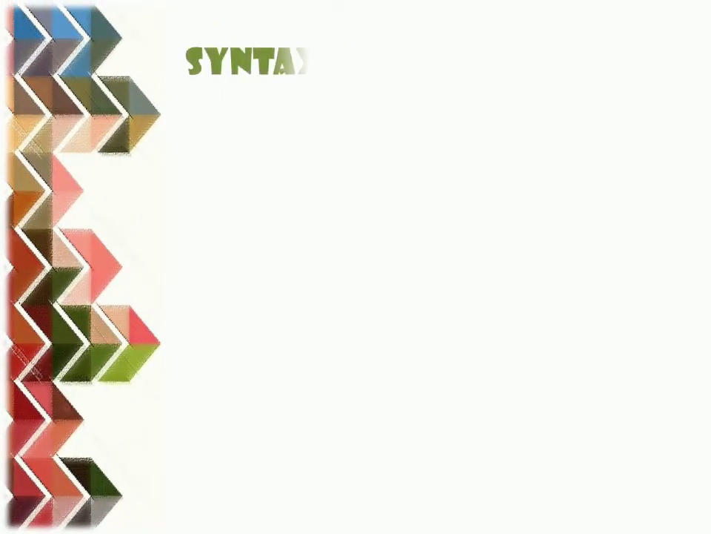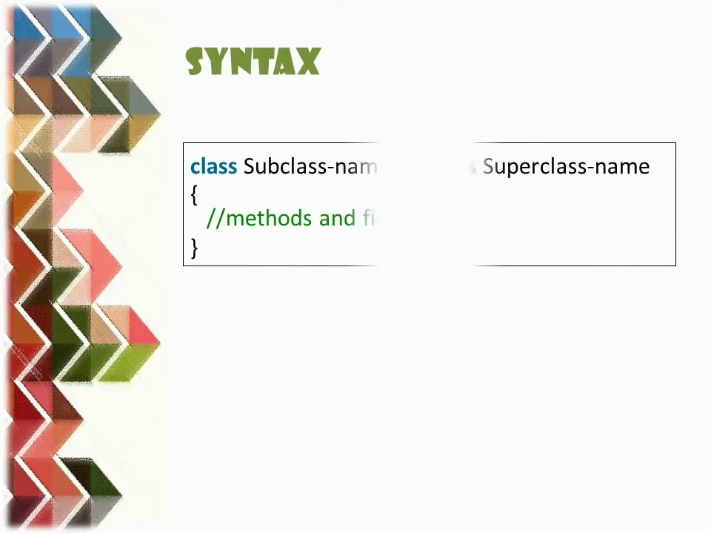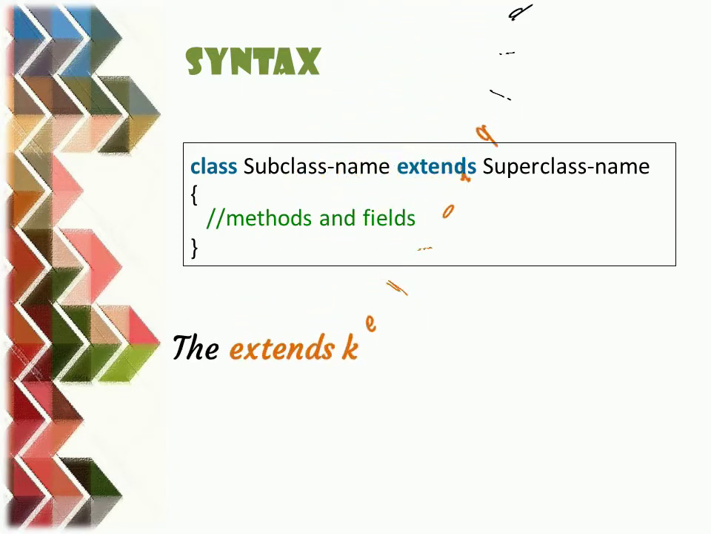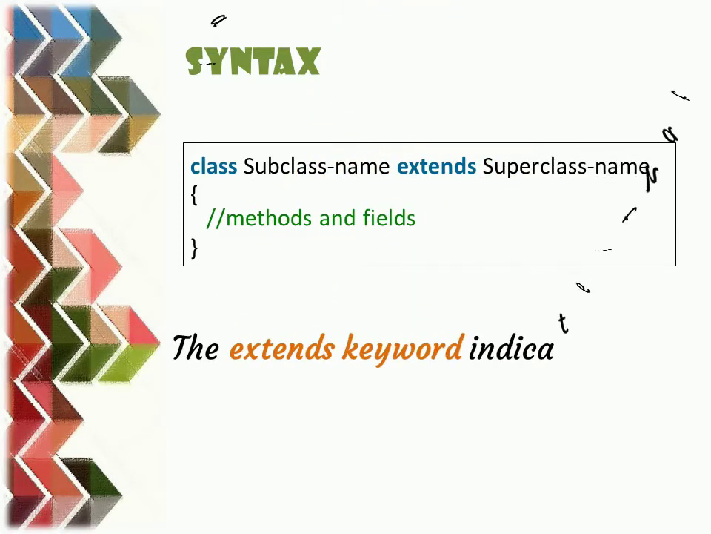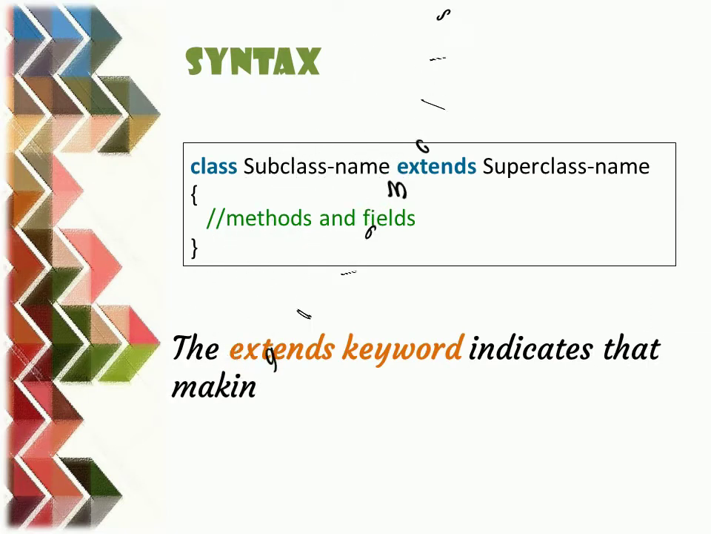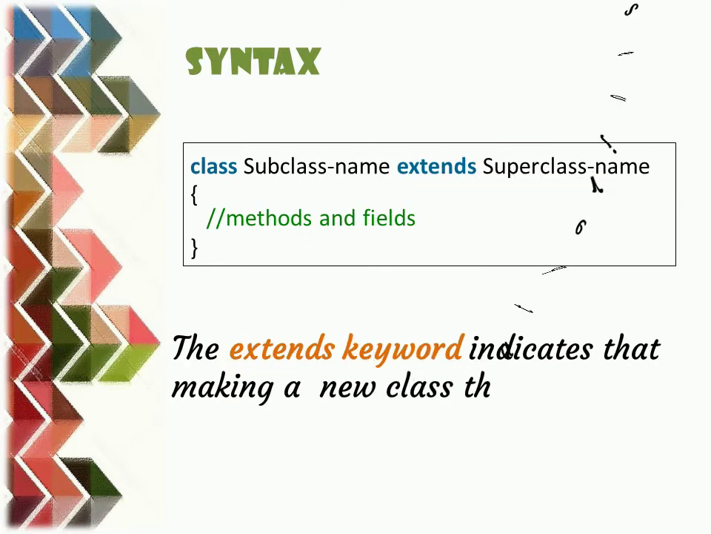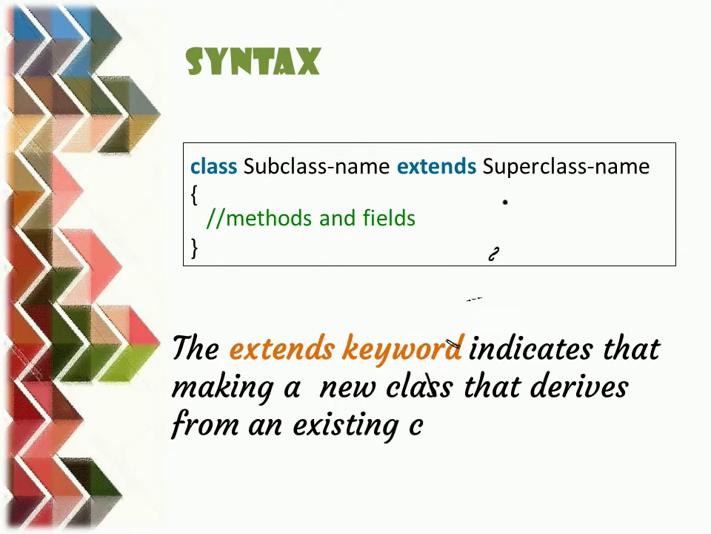So next we'll move on to the syntax. How can we extend, that is, how can we inherit the superclass? So here is the syntax: class, subclass name, extends, superclass name. So what is extends? Extends is a keyword that indicates making a new class derived from an existing class. So inheritance will use the extends keyword all over the program.